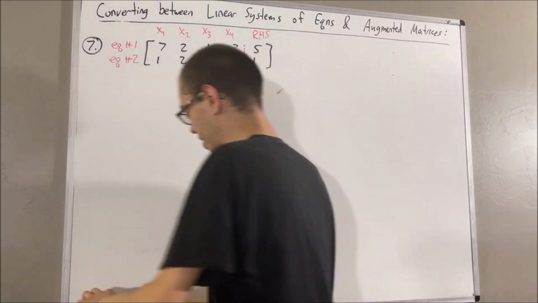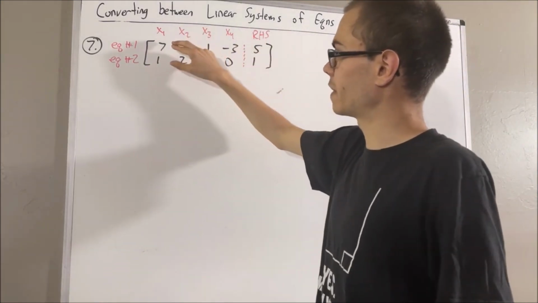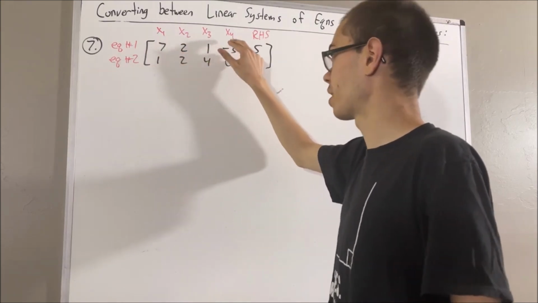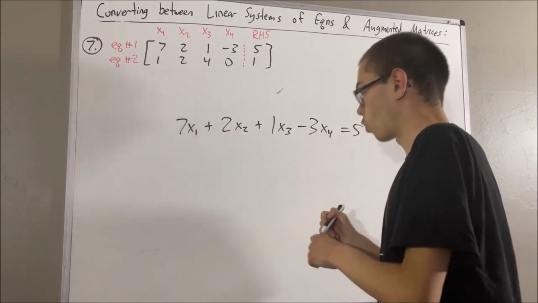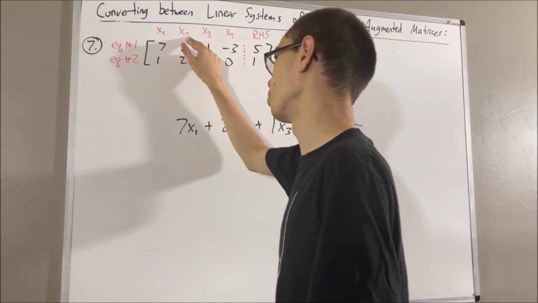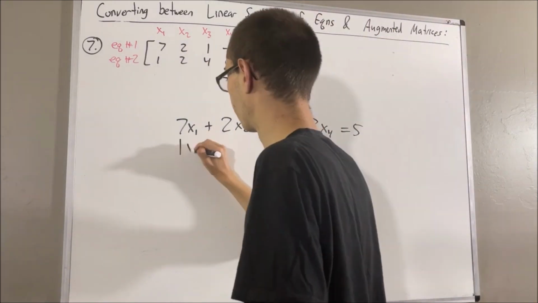Okay, now let's write down each of our equations. As for our first equation, well, we see it's going to be 7x1 plus 2x2 plus 1x3 minus 3x4 equals 5. As for our second equation, it's going to be 1x1 plus 2x2 plus 4x3 plus 0x4 equals 1.